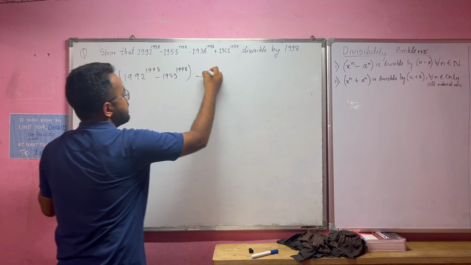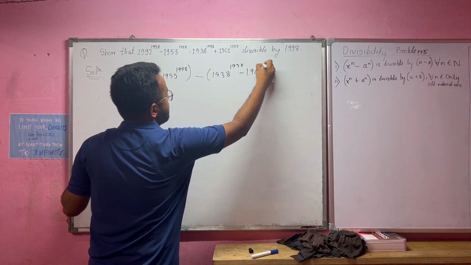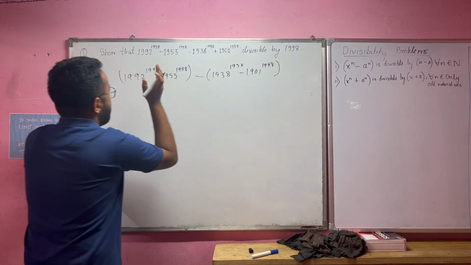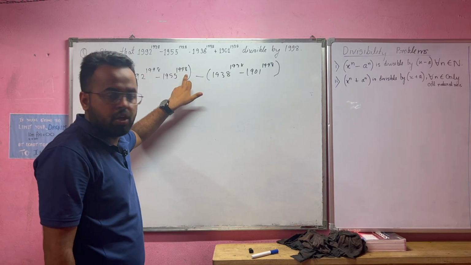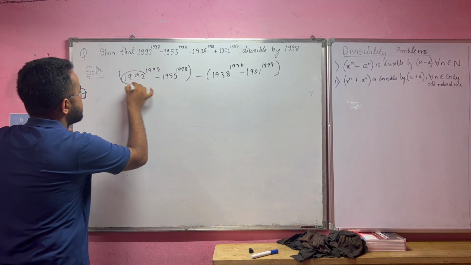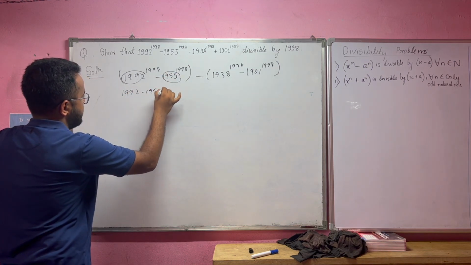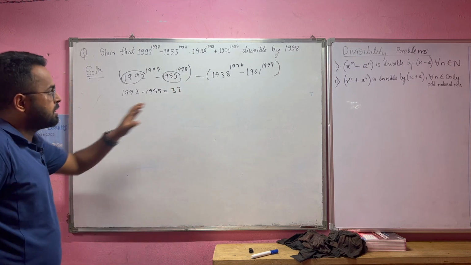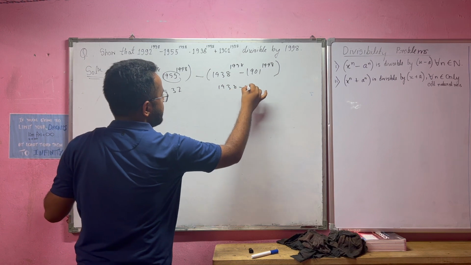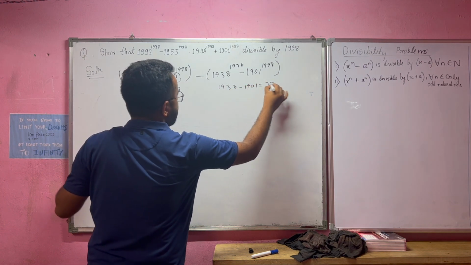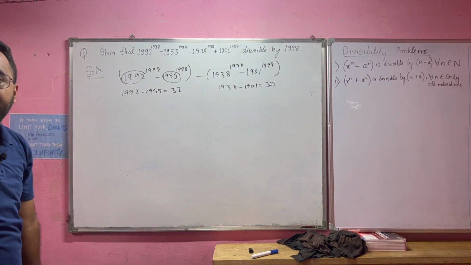Here माइनस मैंने कॉमन लिया. Now I am going to apply the first divisibility rule. Here the exponent is 1998, 1998. So this is divisible by this one minus this one, which is nothing but 37. And similarly, इसका exponent भी इतना ही है. This is also divisible by 1938 minus 1901 equal to 37. So this is also divisible by 37. This is also divisible by 37. The entire number is divisible by 37.